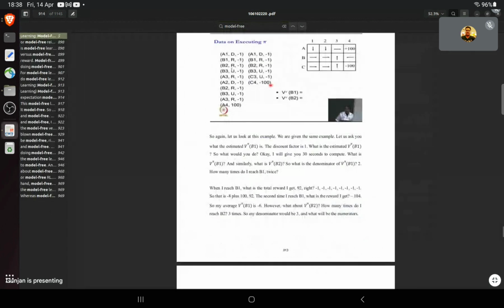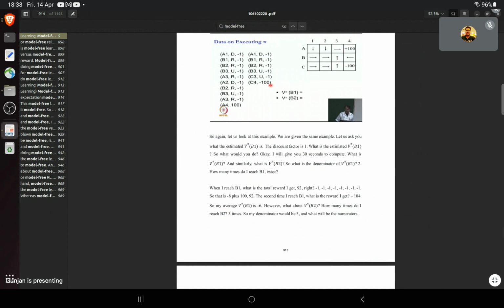There, see A1, down, minus 1, right? If you go down from A1, you will ultimately end up at B1 only. So this is not like random generations. At A1, you take the down action, you go to B1. Then from B1, you take the right, you go to B2. Then from B2, you take the right, you go to B3. Then from B3, you take up, you get to A3. Then at A3, you take right. So in this case it is clear.